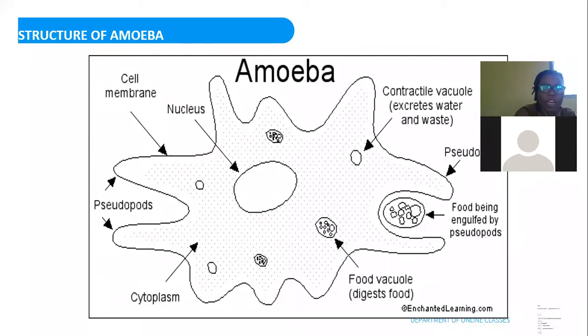Of course, if you look at the structure I'm showing you, in the cytoplasm you can find a food vacuole. The food vacuole is the vacuole into which, when the amoeba uses the pseudopodia to engulf the food, the food enters. It is in there that enzymes act on the food to break it down into smaller particles for the amoeba to what?